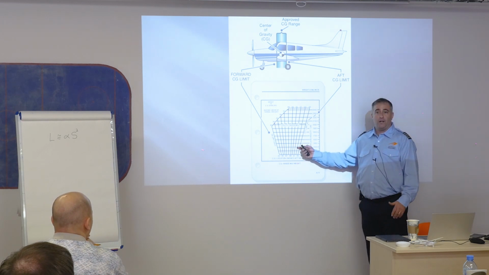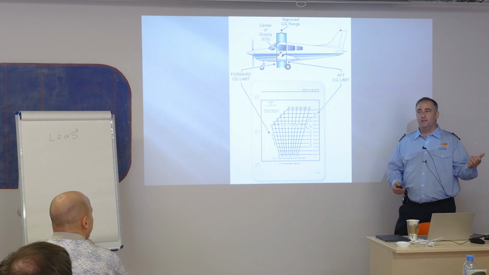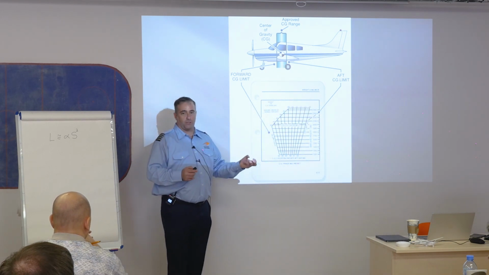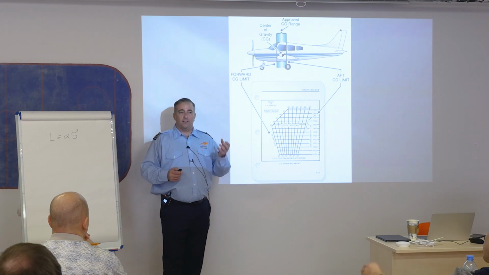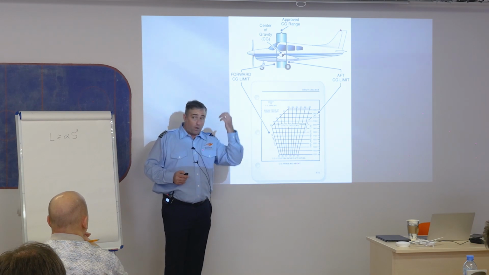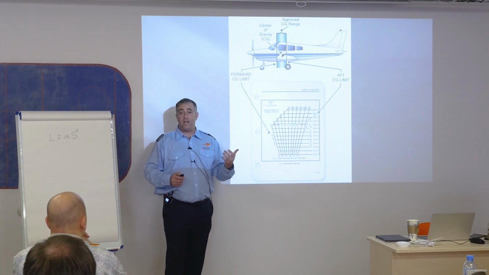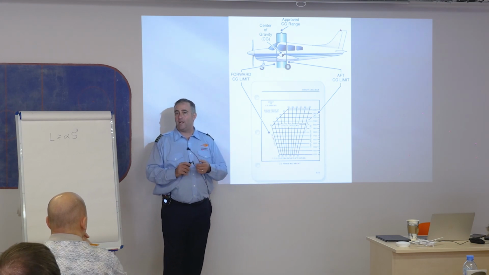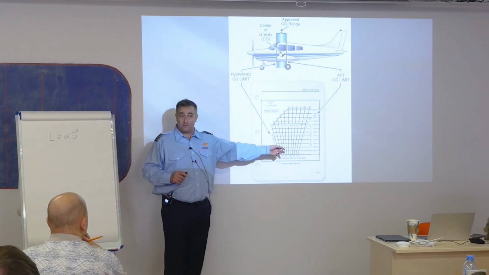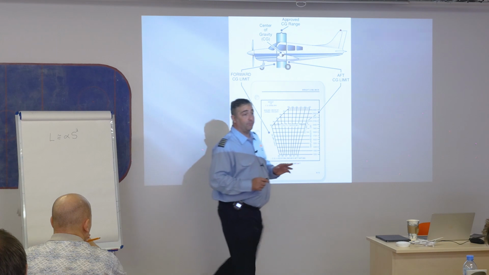In the utility category, I can go to positive 4.4 to minus 1.76. It all deals with airplane structure and rigidity. Can this airplane effectively be exposed to 4 or 4.4 times its normal weight? And if it can, well, then you can fly it in the utility category. Flying in the utility category, I can do intentional spins. In the normal category, I'm prohibited from intentional spins.